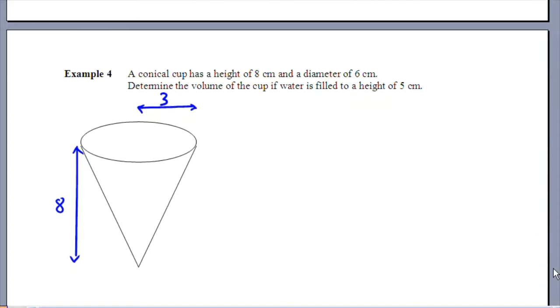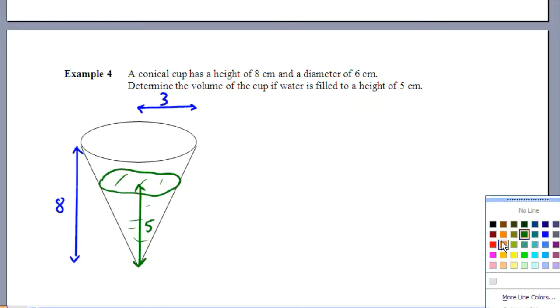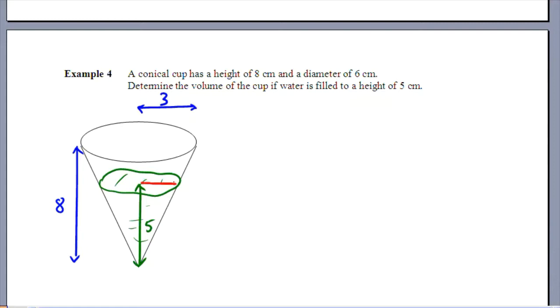But we're going to fill this up with some water only part way. We're going to fill it up maybe to here, okay, a height of 5. Okay, and so it's all full of water, right up to 5. So this is going to be 5. But I don't know what the radius is going to be at that spot, because it's not a full 3 centimeters wide there for the radius. It's not a full 6 wide. I'm just going to call that radius at that moment R.